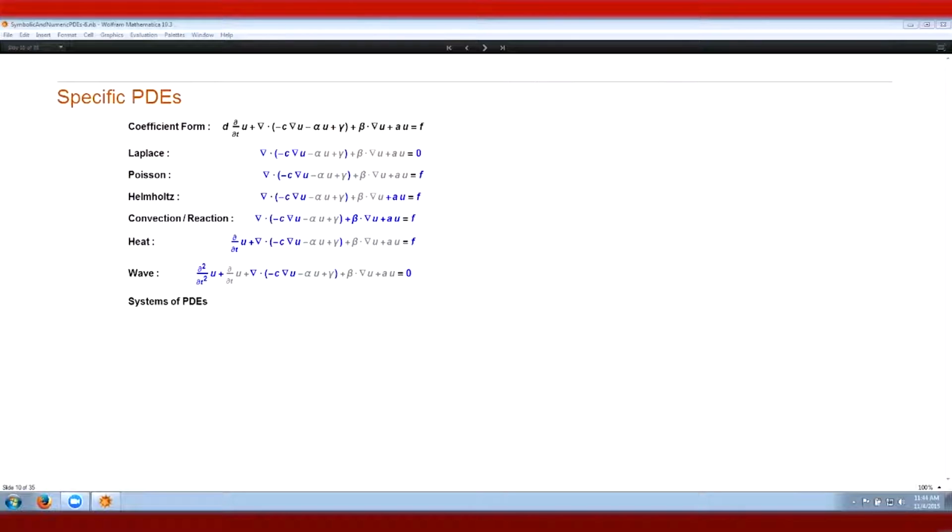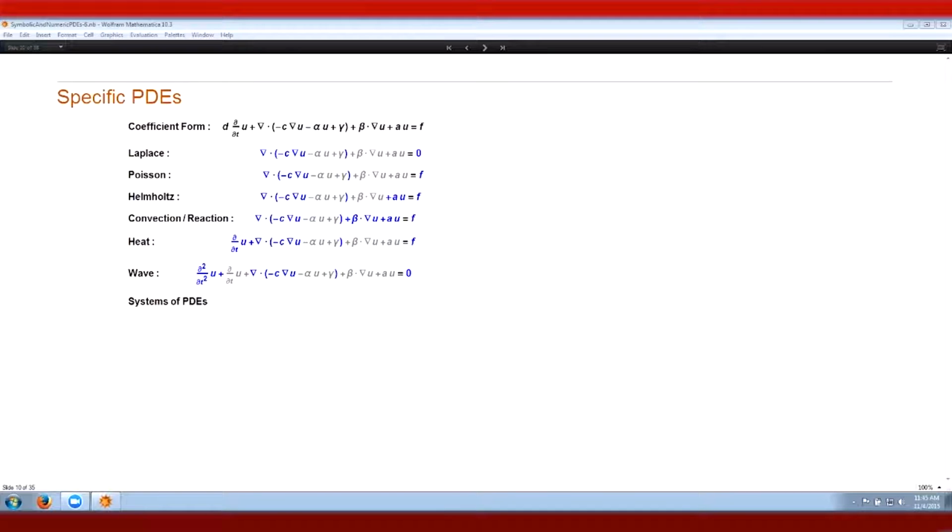If one looks at specific equations, for example, the Laplace equation, then the coefficients that are active are highlighted in blue. In this case, in the Laplace case, c is set to 1 and f is set to 0. A Poisson type equation differs only in that the right-hand side f is not 0, but a specific value. The Helmholtz equation has an additional term plus au.